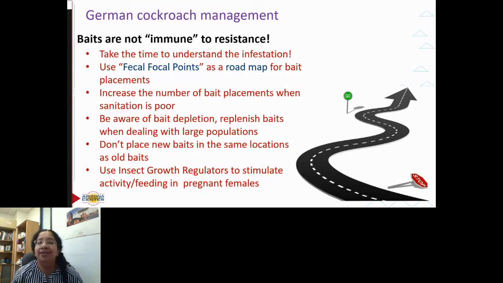And there are certain baits that use IGRs, or insect growth regulators, and you can use that in your rotation to stimulate feeding, so that more cockroaches will actually feed on that bait, especially pregnant females, which is a great thing to bring down the population. Okay, so just a few tips. I know it's a lot of tips, not a few, about using cockroach behavior in a baiting program.